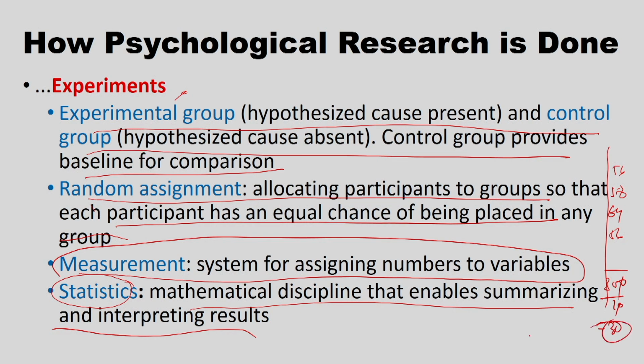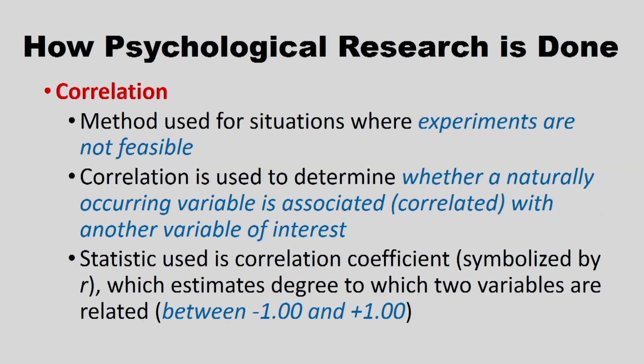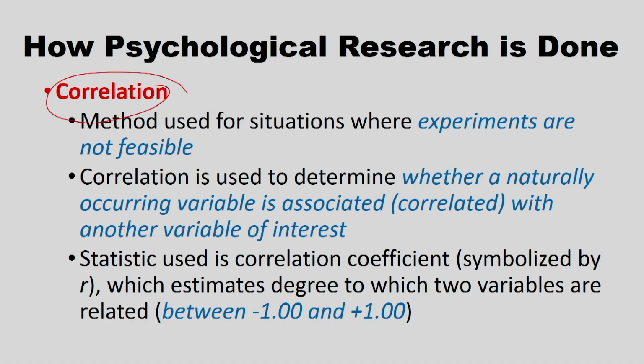Now this simple way of taking the total score and dividing it by the number of people is what is called the mean or the average, and this is a statistical technique. So statistics is required for experimentation. Another way of doing psychological research is using the correlational method. What is the correlational method?